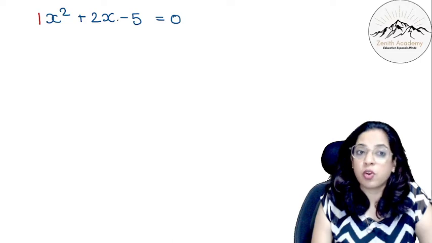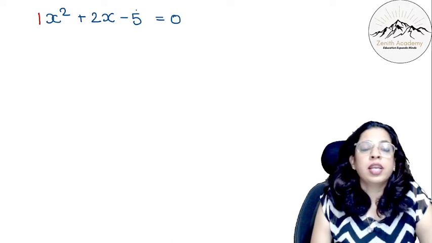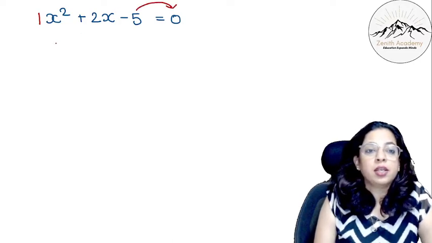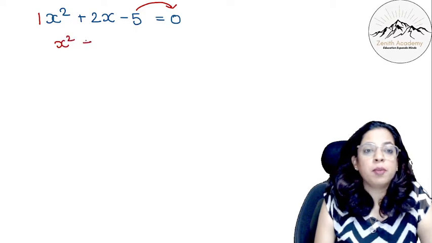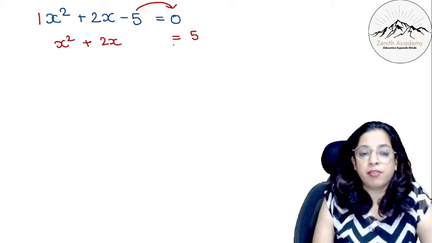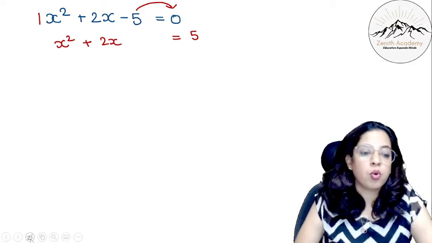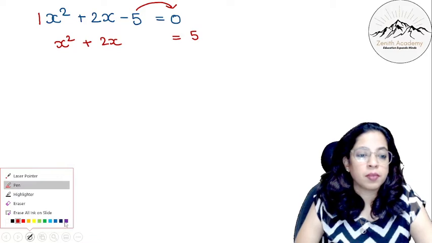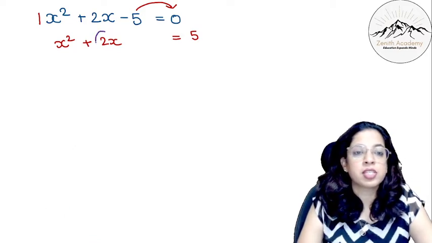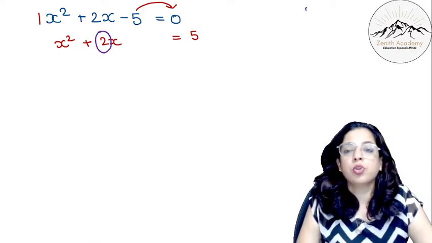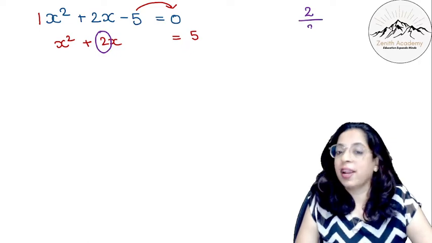The coefficient is already 1 here. So take this minus 5 on the other side. So we can write x square plus 2x is equal to positive 5, because minus 5 goes there, it becomes positive 5. Now see the coefficient of x. Okay, check the coefficient of x. It is 2. So 2 has to be divided by 2.